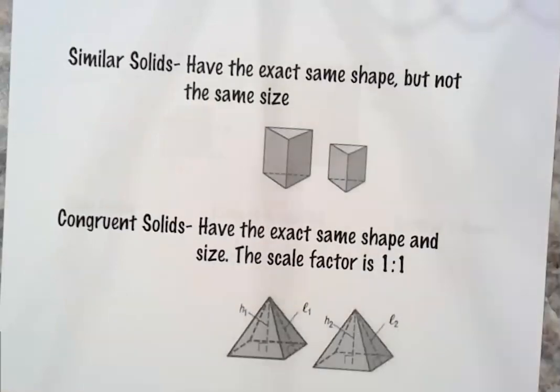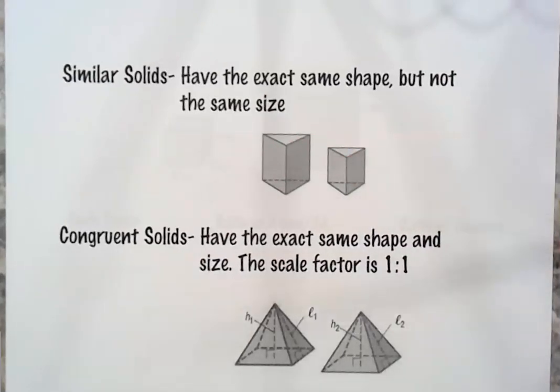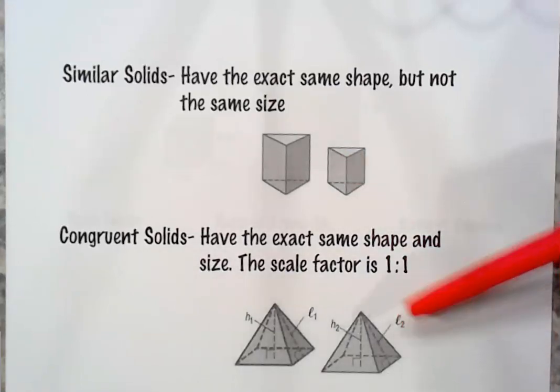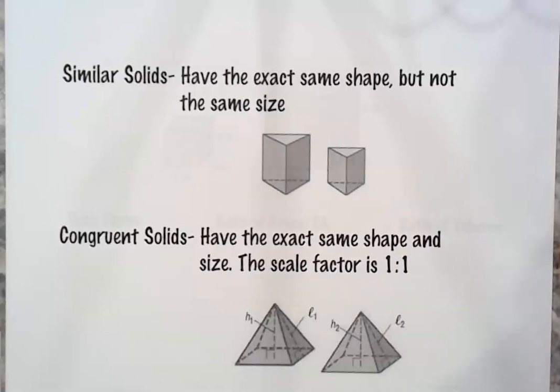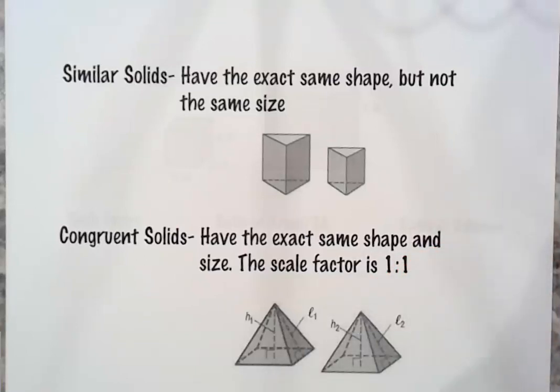But this shouldn't go so bad if you had a decent grasp on what we did with the similar areas lesson. Just to recap: similar solids are the exact same shape, but are not the same size. So one's bigger and one's smaller, right? It's just enlarged or shrunk. Whereas congruent solids are the exact same shape and the exact same size. Their scale factor would be 1 to 1 because everything about it is the same. It's like they're identical twins.